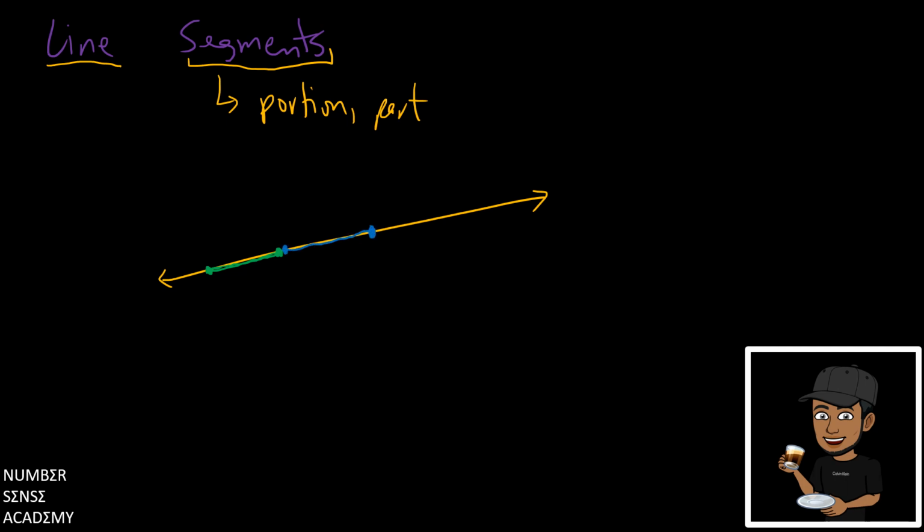That would be a part of the line. That would be another part of the line. And these are just parts of the line because the arrows tell me that this thing goes on forever. Or I could have a part of the line that looks like this.